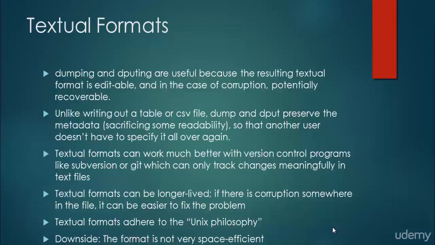Textual formats also work much better with version control programs like Subversion or Git. When you create open source programs, you need to specify the version and subversion which you create, and this is useful to track changes between different versions meaningfully in text files. And textual formats can be longer lived. If there is corruption somewhere in the file, it is easier to fix it.